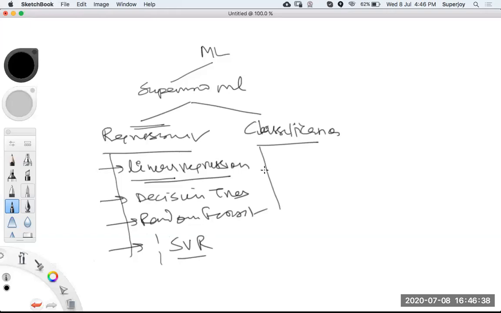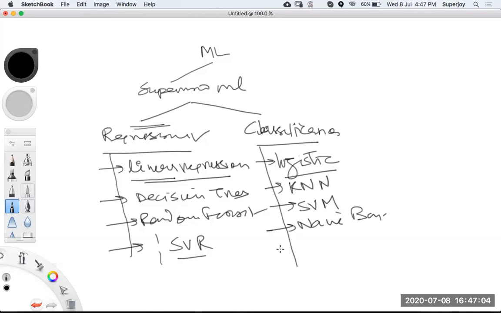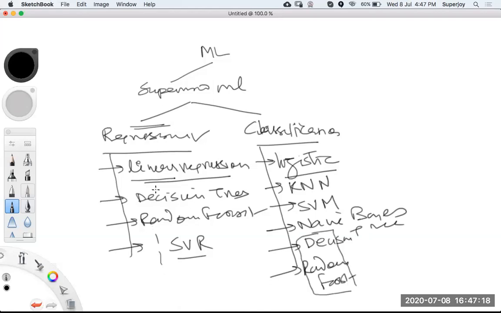Similarly, for classification as well, we have a lot of algorithms. What are those? Logistic regression, just the name of the algorithm, guys. Other algorithm, KNN, K nearest neighbor. Other algorithm, SVM, support vector machine. Other algorithms, Naive Bayes. Other algorithm, yes, decision tree and random forest. And if you don't get confused, guys, decision tree and random forest are listed here as well as here. That means these algorithms can be used for regression purpose as well as for classification purpose. So guys, is the story clear to you so far?